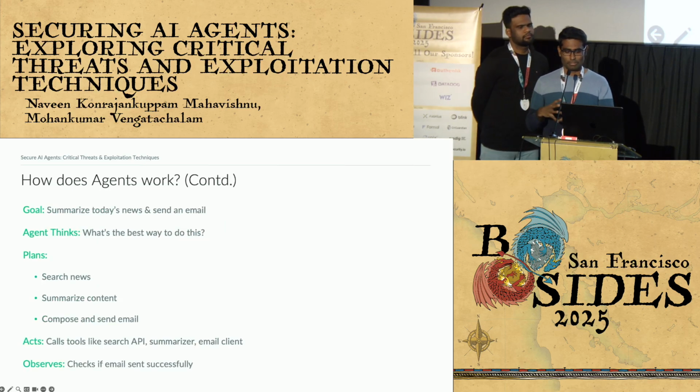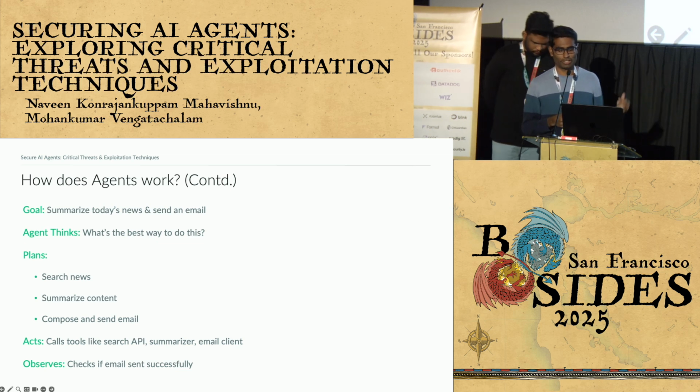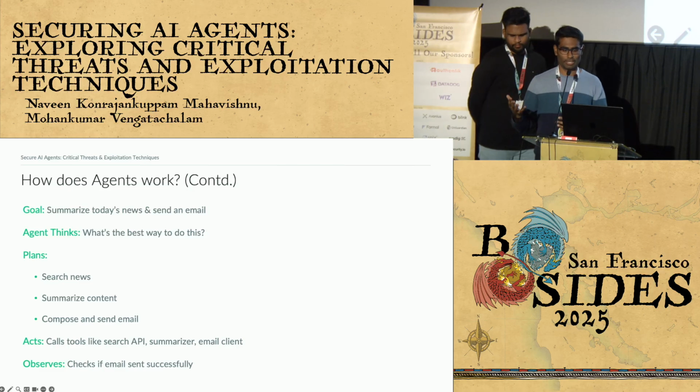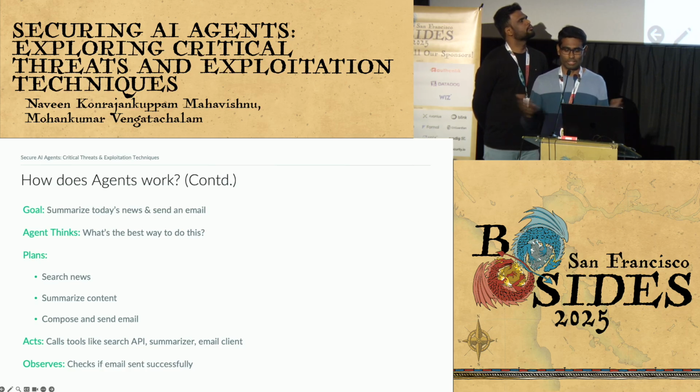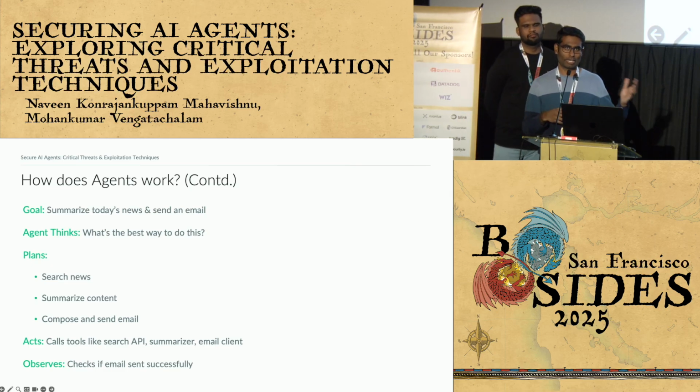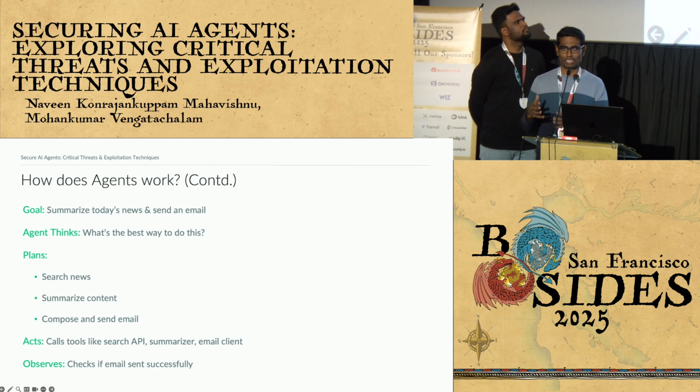Let's look at a simple example. Let's say the goal is to summarize today's news and send it out via email. Here is how the agent thinks through it. First, it asks itself, "Hey, what's the best way to do this?" And then in terms of planning, it thinks, what plan should I make to summarize and send through email. The first step would be to search for today's top news, then summarize its key points, and then compose and send them as an email.